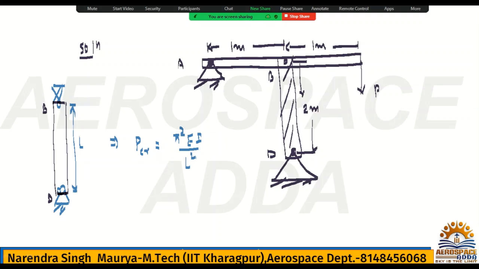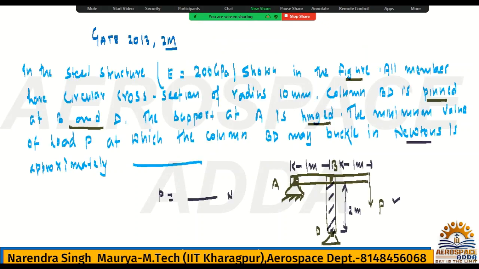All right, now anyhow we need to relate this load P and PCR. Because the column dimensions are given, E is given, and length is given, you will be able to find the value of PCR, and that PCR will be in terms of P. Hope you understood what we are going to do here. It is also clearly mentioned that each component, like BD or AB, has a circular cross section, and they have given the radius. The radius of the column BD is 10 mm.